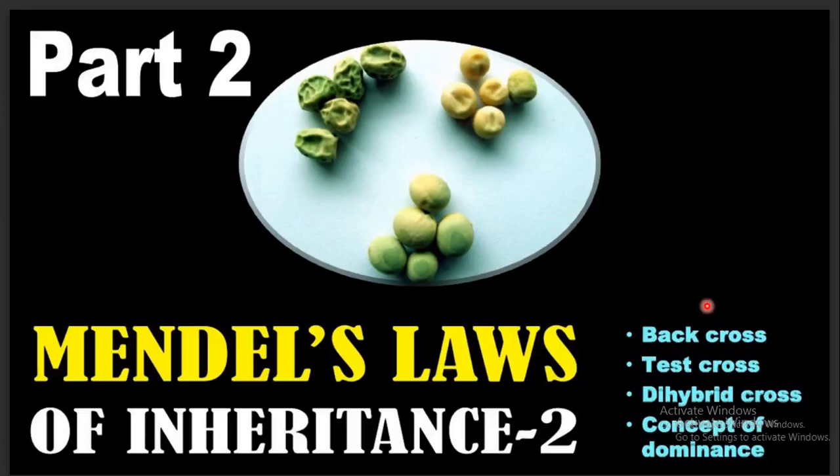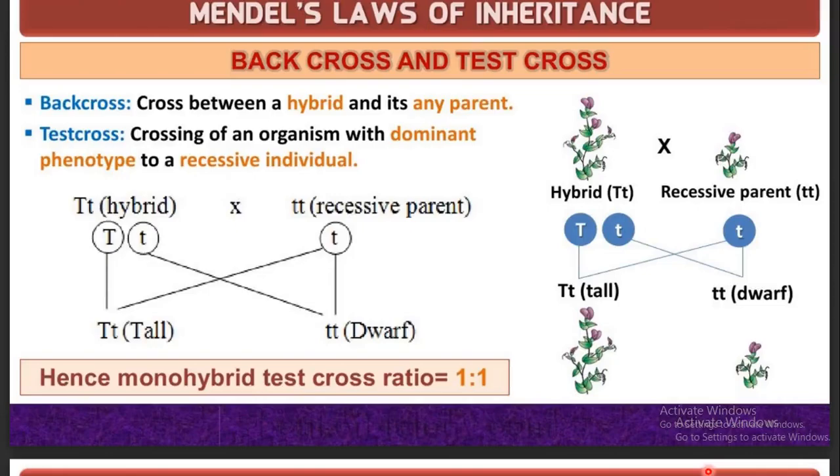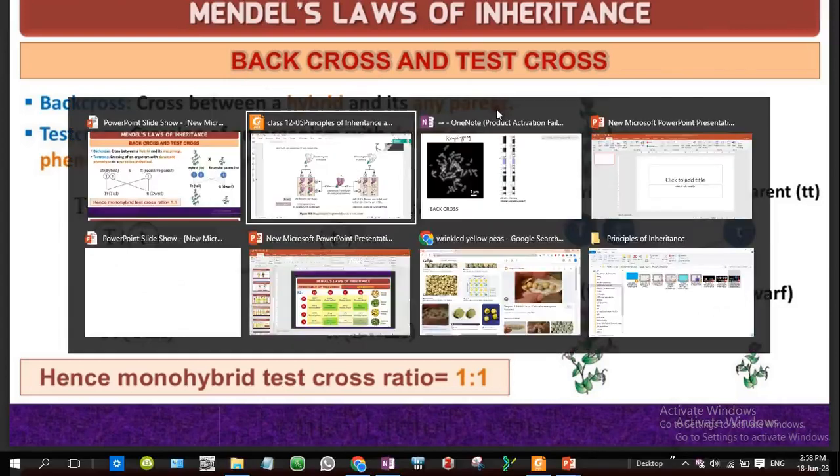Before going to the concept, here we are going to see about back cross, test cross, dihybrid and the concept of dominance. So first one is back cross. Back cross is nothing but crossing between a hybrid and any of its parent. Let's see how it is done.